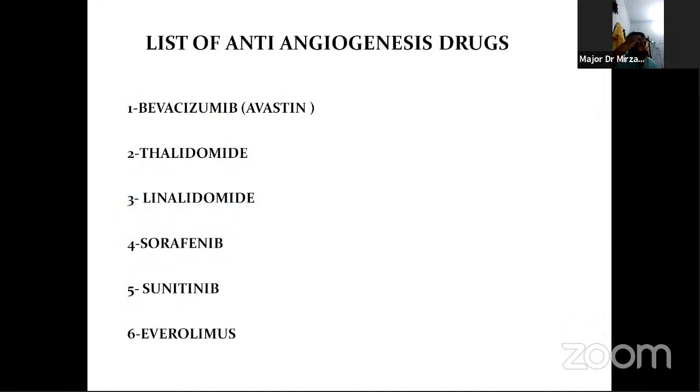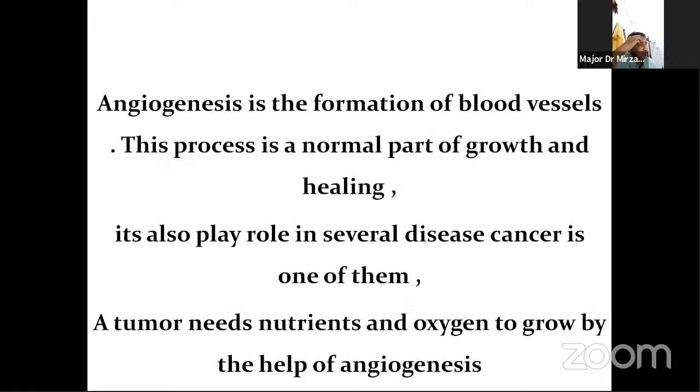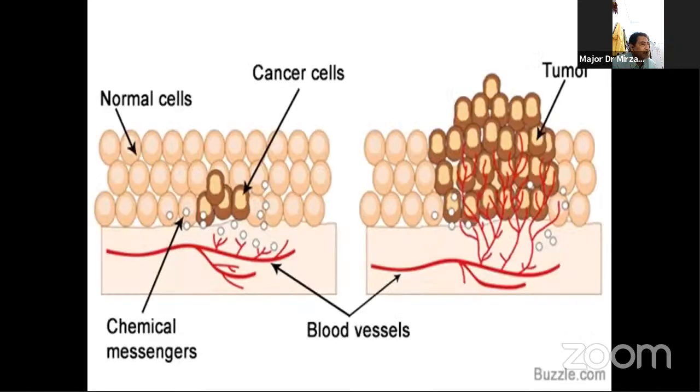Basically, angiogenesis is the formation of new blood vessels. This process is a normal part of growth and healing. It also plays a role in several diseases. Cancer is one of them. A tumor needs nutrients and oxygen to grow, which it gets with the help of angiogenesis. So you see here a small nodule of a tumor. A chemical messenger is released from the tumor itself, and then it keeps putting pressure on the parent venule to form new blood vessels. I'll explain this in the subsequent slides. So the tumor keeps on growing and growing because of neovascularization.